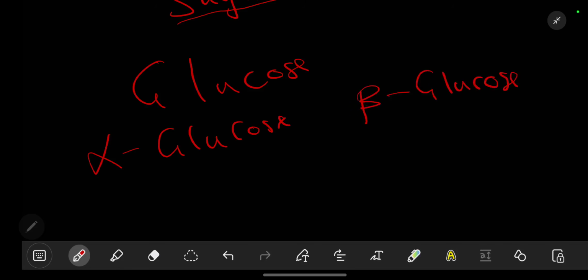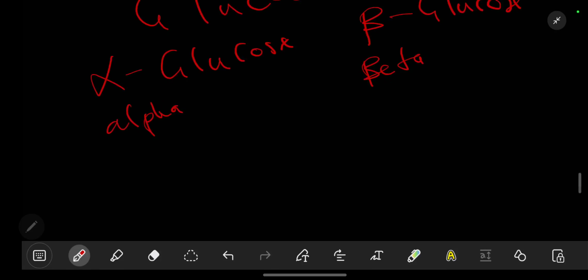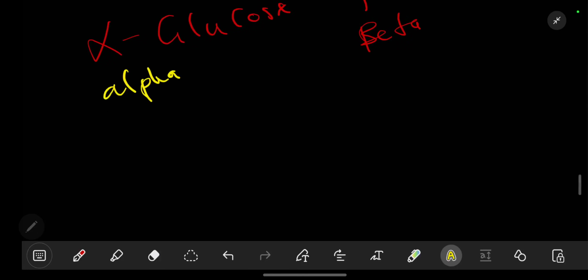So there are 2 forms of glucose. We might have alpha glucose, then this is our beta glucose, like that. So let's dive deeper into their structures. When we are looking at our alpha, what I like to think about is the position of the hydrogen. So alpha, just think of the hydrogen. Alpha, the hydrogen is on top. So this is how we draw them.